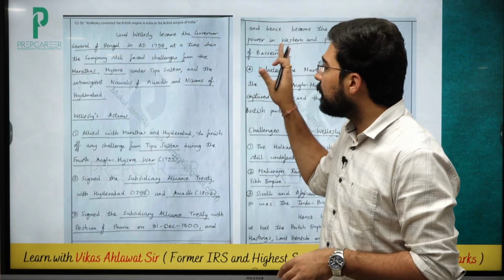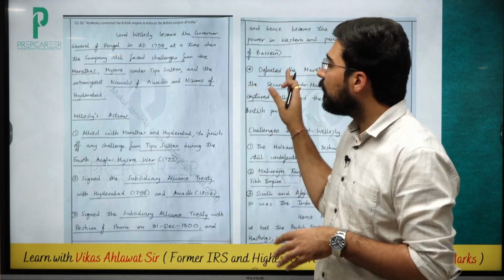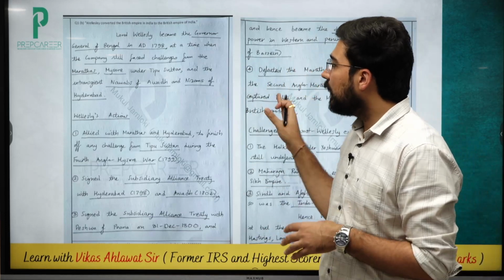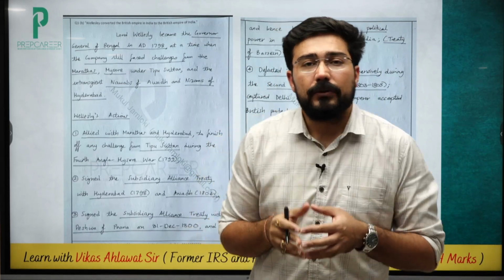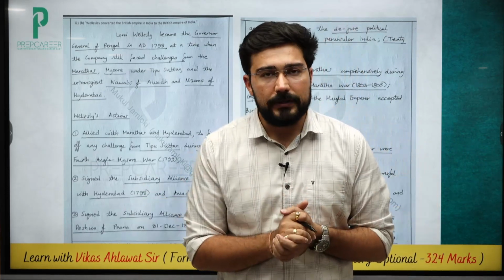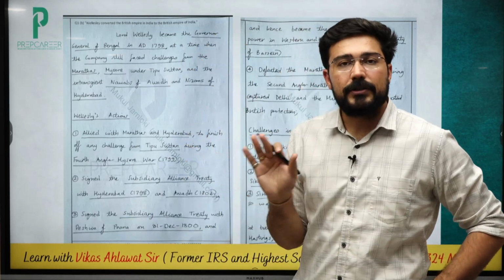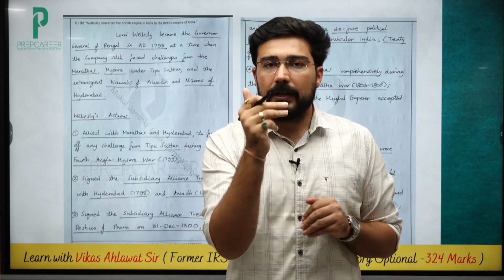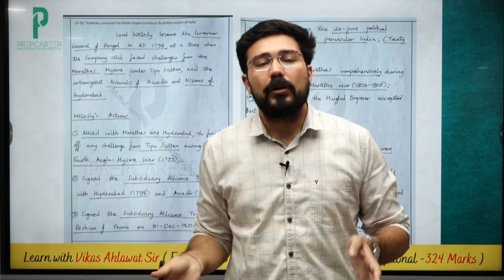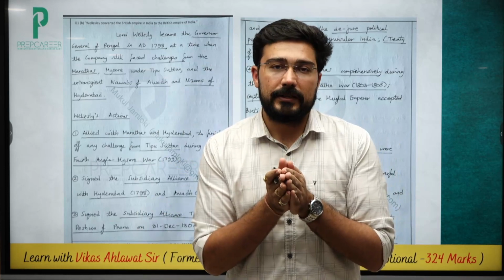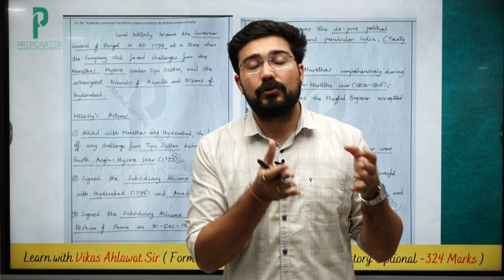So Lord Wellesley became the Governor General in 1798 at a time when the Company still faced challenges from Marathas, Mysore, Tipu Sultan and the intransigent Nawabs of Awadh as well as the Nizam of Hyderabad. So this introduction has been done by one of the toppers, and if you try to understand, what has Mukul written? He had just used the timeline approach. In the timeline approach, number one, the year has been mentioned. Second, he has also added the important dynasties which were required to be defeated by the British in order to become the supreme authority in India.